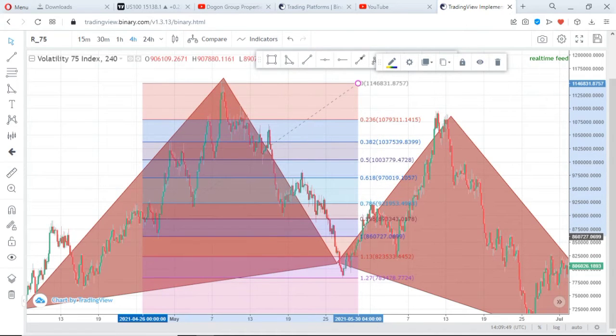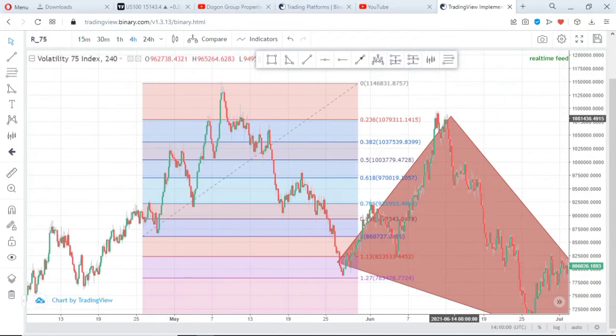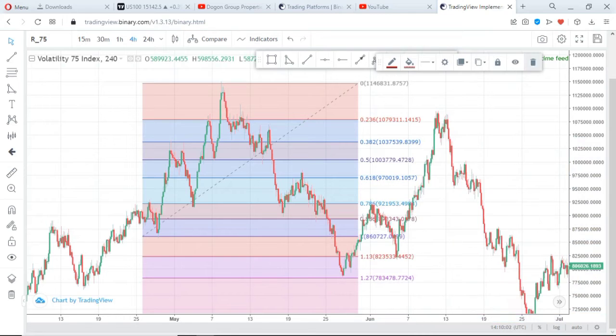Okay, so we get this one. Let's check for this one. Okay, right here. Let me wipe off the bigger pattern. We're gonna come back to it later on. Let me wipe off that bigger pattern because it's gonna confuse you guys. Okay, let's check for impulse.